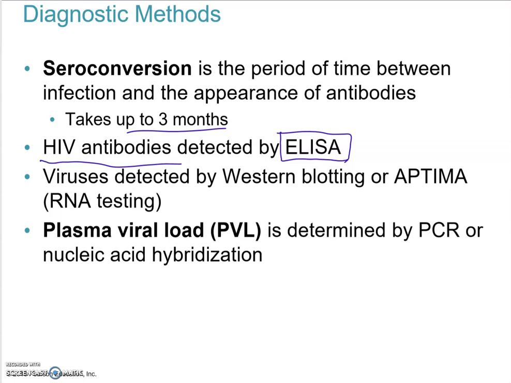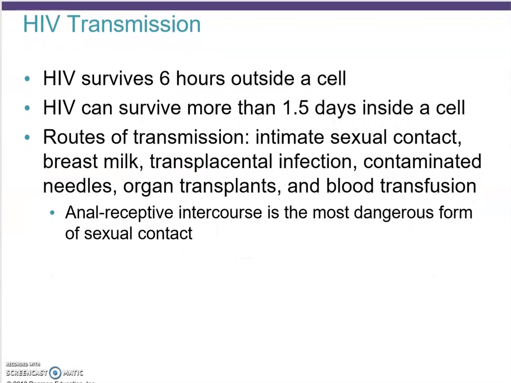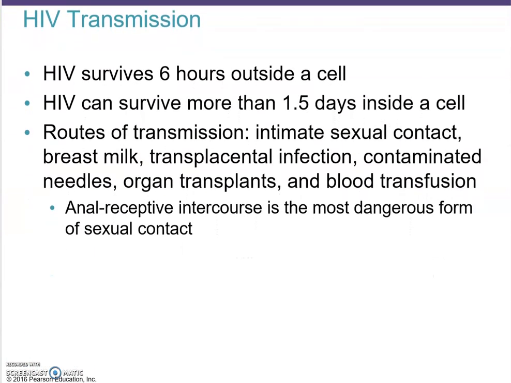Within that time window, you will have negative tests, even though you are HIV infected, because the ELISA will not be positive since the antibodies aren't there yet. You can also do Western blotting, and then you can do plasma viral load that is determined by PCR reactions or nucleic acid hybridization.